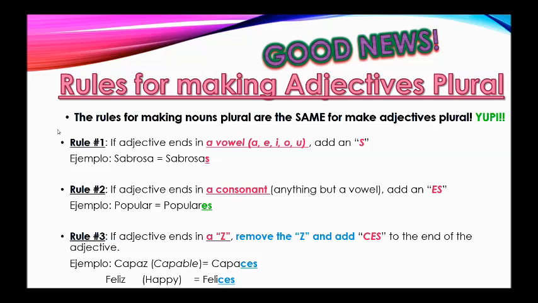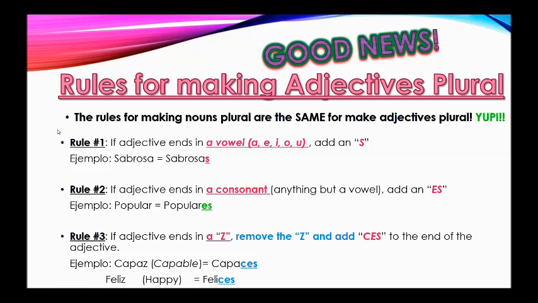Rule number 2 is if the adjective ends with a consonant, you just add ES. So popular, if that would be describing maybe one person that's popular or one thing that's popular. And then if you have multiple things or people that are popular, you add ES to the end of that because an R is a consonant. So populares.